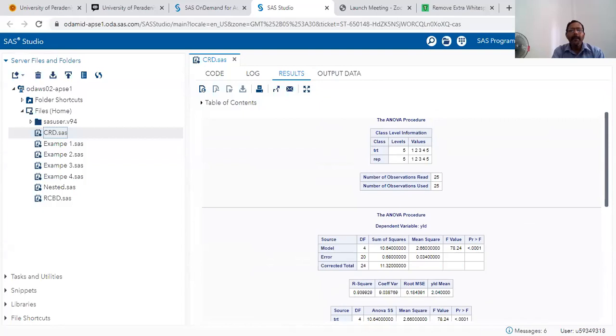Tanis Kumar, can you all see the screen? Yes, sir. We can. Right.